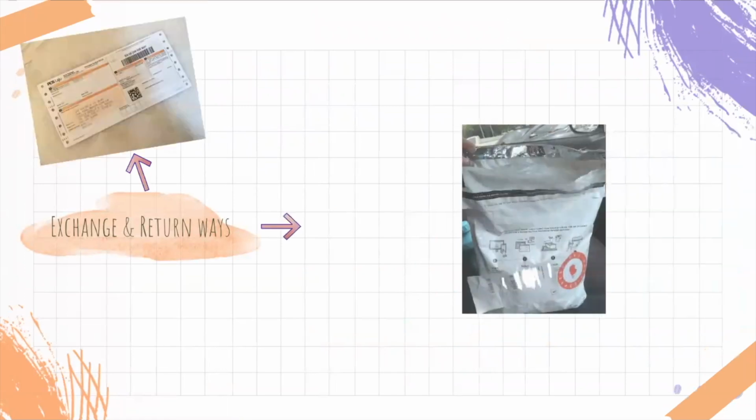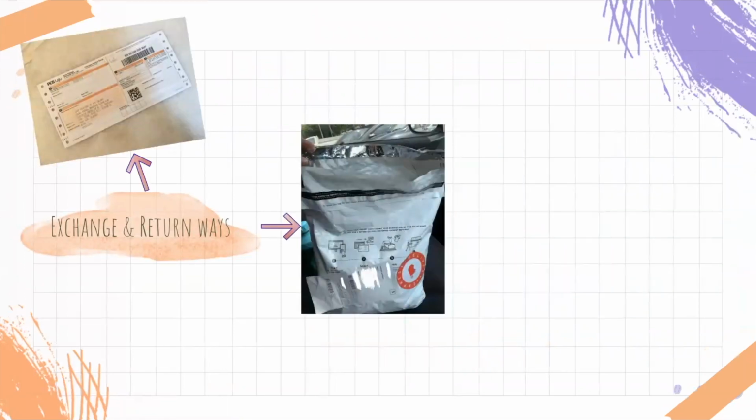Both applications have very different exchange and return policies. On the top, you can see that this is the consignment form that Zalora will provide you, and there is a resealable bag that comes with it as well. So once you want to exchange or return any products, you can just reseal the bag, attach the consignment form, and ship it back to the warehouse.